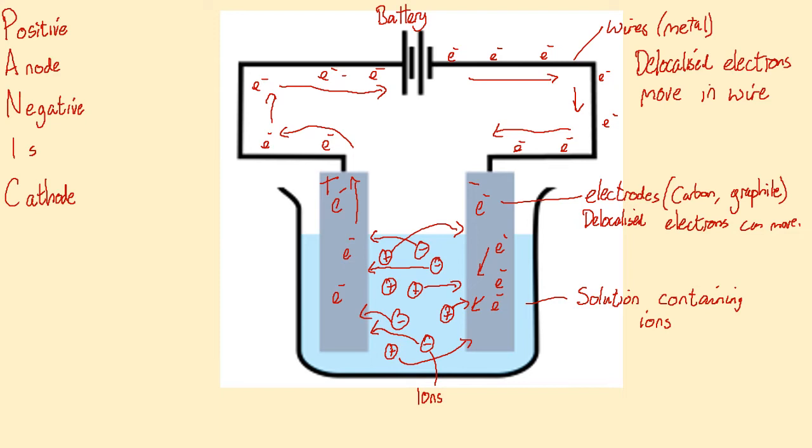So the same letters attract each other, but remember an anode is positive, an anion is negative, and a cathode is negative, but a cation is positive. Now what happens at each of these is we get a case of oxidation and reduction happening. So let's have a little zoom in and look at what's going on a bit later.